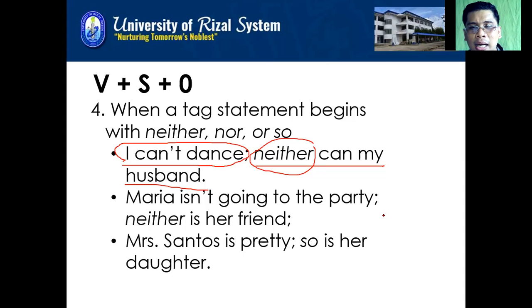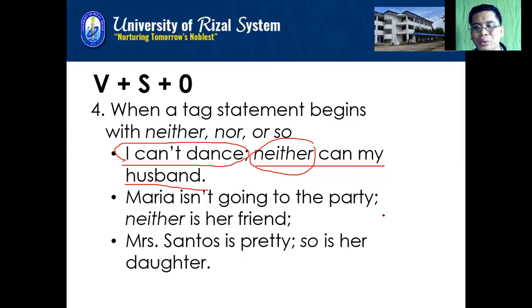Although you can see here that we don't have another complement in the sentence. Just "neither can my husband", because the first statement has already given us the idea. Can't dance is already referring to the second clause. "Neither can my husband" is already referring to can dance. Okay, you get the point, so to avoid redundancy.